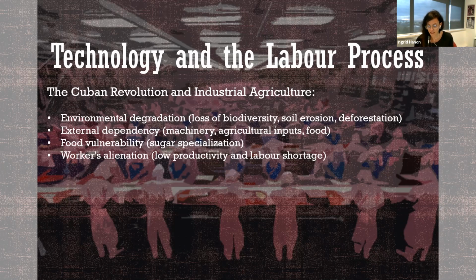Even if the country succeeded in providing better conditions to its rural population, this appropriation of modern technology did not come without contradiction and led to environmental degradation, external dependency, food vulnerability, and workers' alienation. The country could not overcome its monoproducer and export-oriented character and kept relying on international trade to satisfy its need for food. Despite great investment in machinery and chemical inputs, the results were not proportional to the investment made and brought with them low productivity along with a problem of labor shortage.